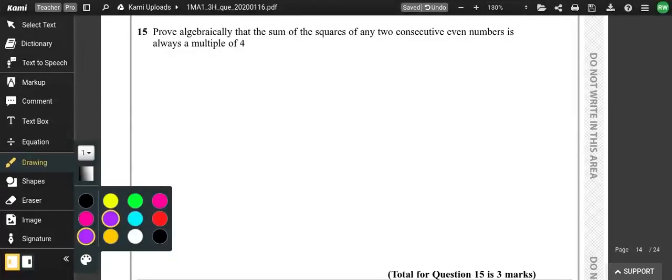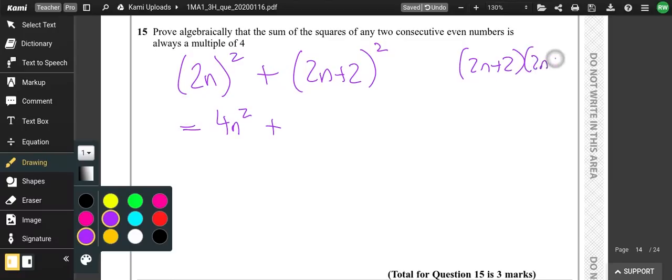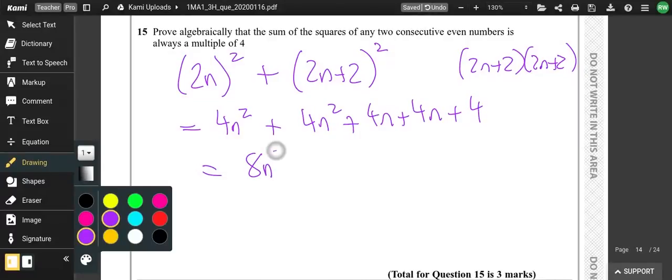Prove algebraically that the sum of the squares of any two consecutive even numbers is always a multiple of 4. So to get an even number, we always write 2n. We're going to square it. The next consecutive even number would just be 2 greater than that number. So we're going to expand this to get 4n squared plus, double bracket this, 2n plus 2, 2n plus 2. We get 4n squared plus 4n plus 4n plus 4. And then we add that all together, we get 8n squared plus 8n plus 4.